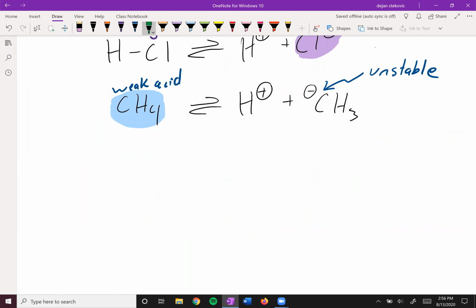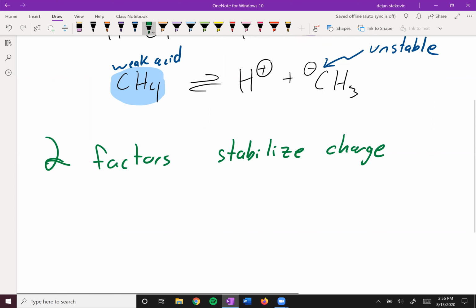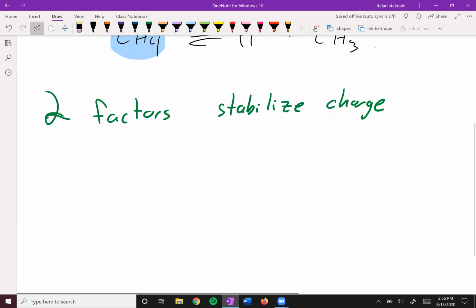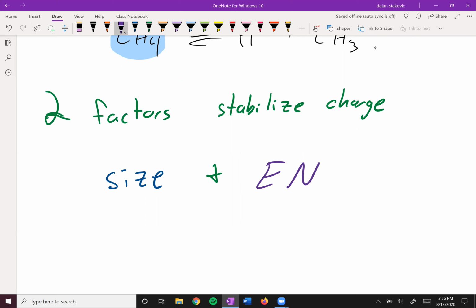And so there's two main factors that stabilize negative charge. And which one is important depends on which two atoms you're comparing. So the first thing is size. And then the second thing is electronegativity. And when it comes to size, bigger is better. So the bigger your atom is, the better it's able to stabilize this negative charge.